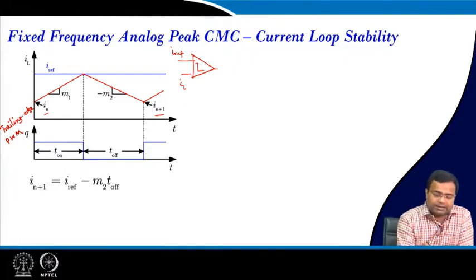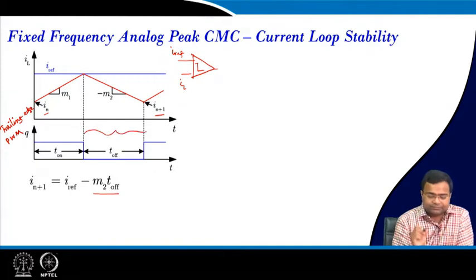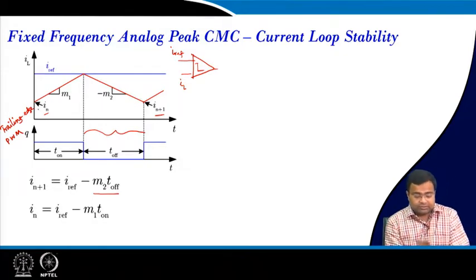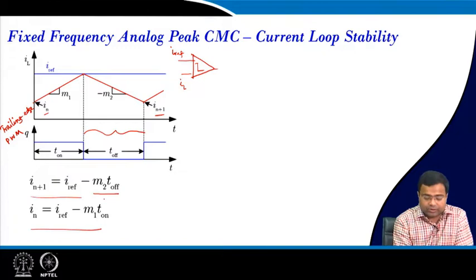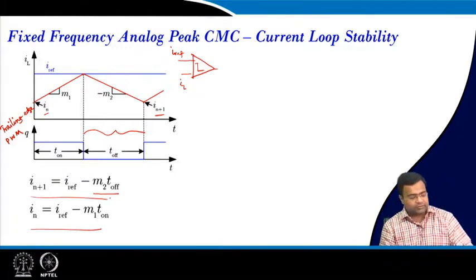So, it will be IREF minus M2 into T off, where T off is this duration. Then we need to find how T off can be represented in terms of IN. So, again we can write another equation, that IN, which is this current, is equal to IREF minus M1 T on. So, these are the two equations, and how do you relate them?